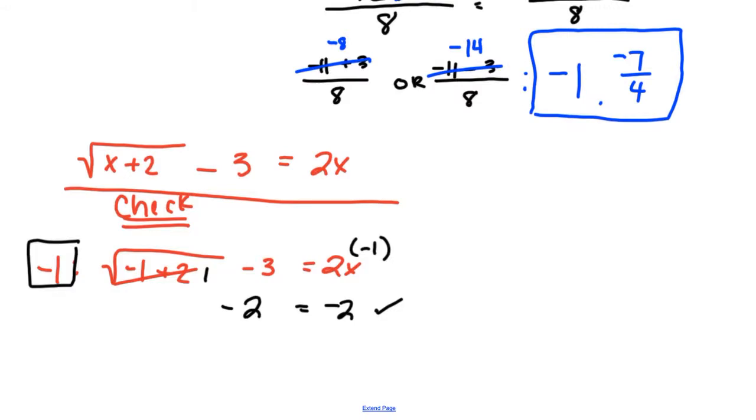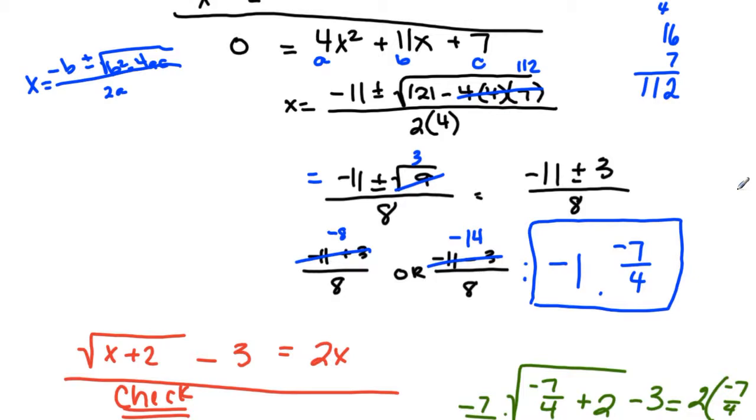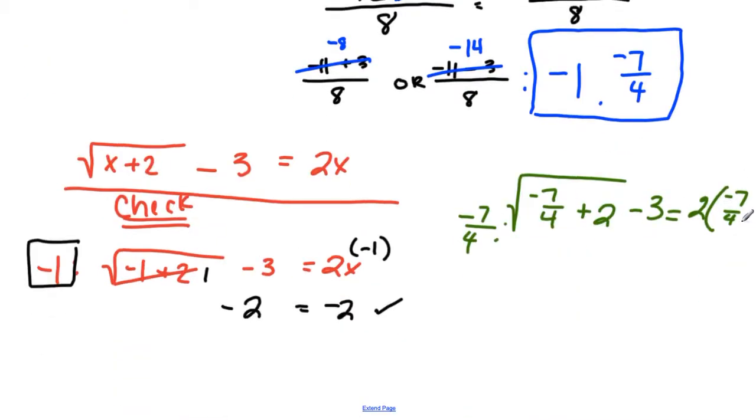All right, now let's test negative 7 fourths. I think I like the term test better than check. Negative 7 fourths goes in for the x. So now we have the square root of negative 7 fourths plus 2, minus 3. And does it equal 2 times, I'm going to go ahead and put the negative 7 fourths in.